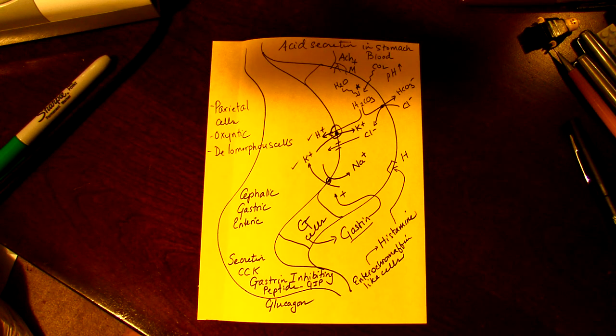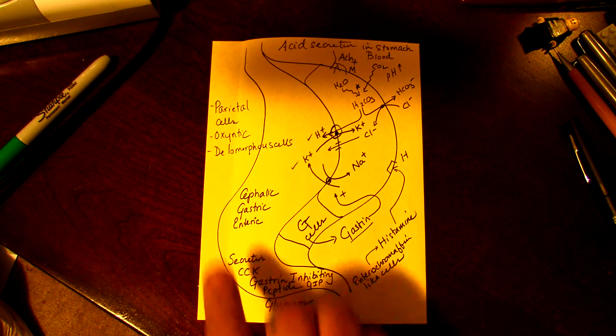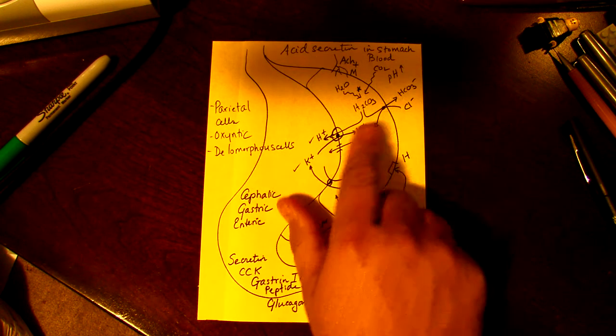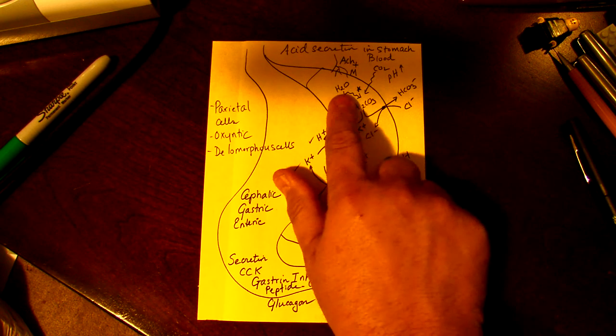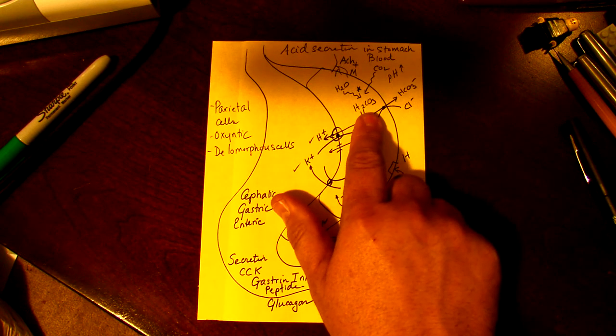Okay, everybody, so this is a discussion on acid secretion in the stomach, how it's formed, what kind of things stimulate it, what kind of things inhibit it. Well, acid secretion starts with CO2 and H2O, making H2CO3.